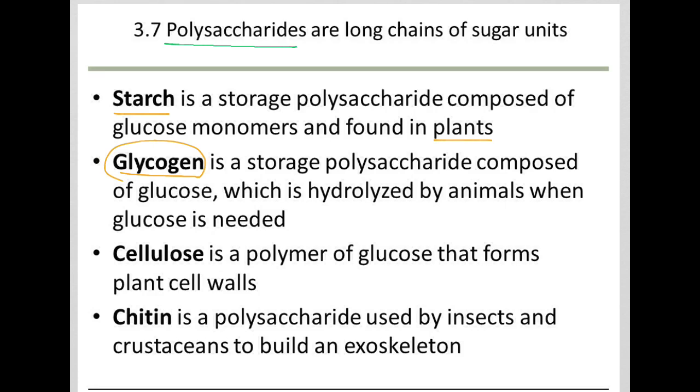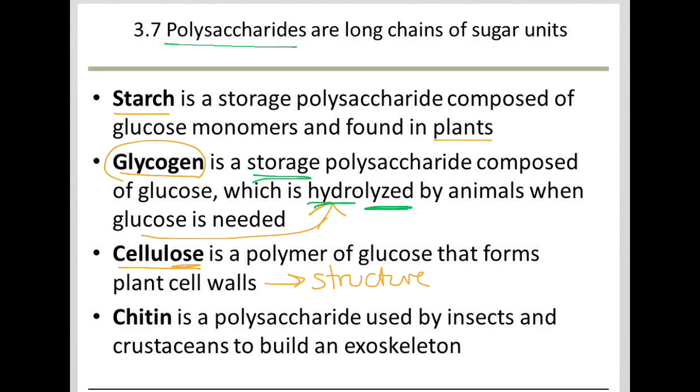Glycogen, this is the big one for animals. That is a storage polysaccharide of glucose. Again, glucose is the monomer for a lot of these, which is created in animals, and which is hydrolyzed, right? Get that hydrolysis. So it's broken down when glucose for energy is needed. So glycogen is going to be energy storage in animals. Cellulose, again we have this ose ending, is a polymer of glucose that forms plant cell walls. So this is that structure function for plants.